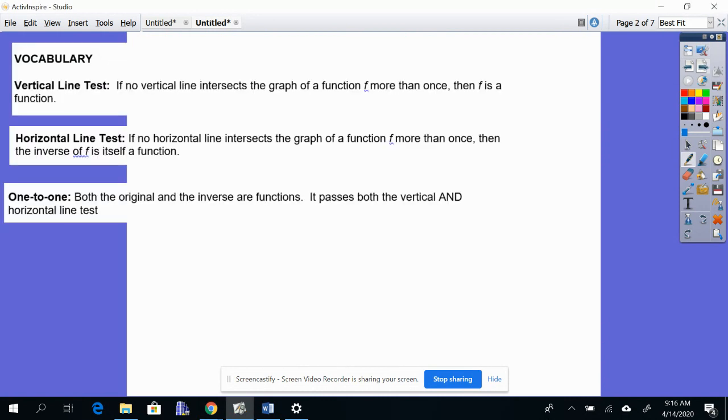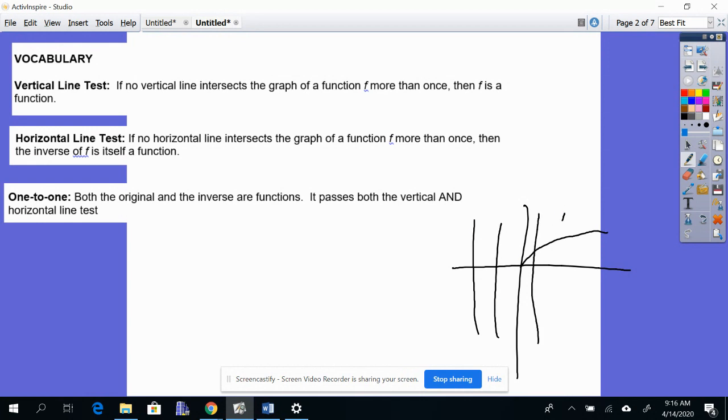Let's talk about some vocabulary really quick. So remember, vertical line test says, hey, if I have a function and I drop a line anywhere, it will touch the function at most once. Okay, now at most is important because over here on these left two, it's not touching at all. On the right three, it's touching it once. Okay, it's okay if it doesn't touch it at all.